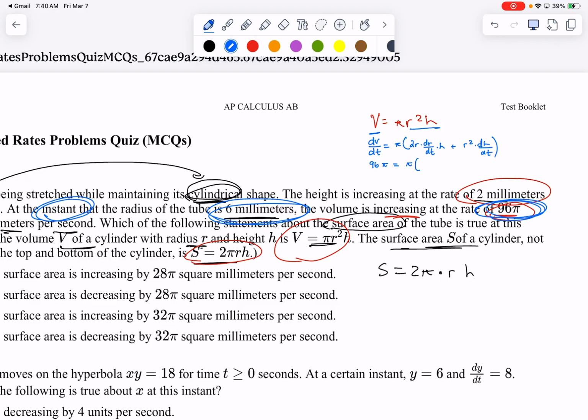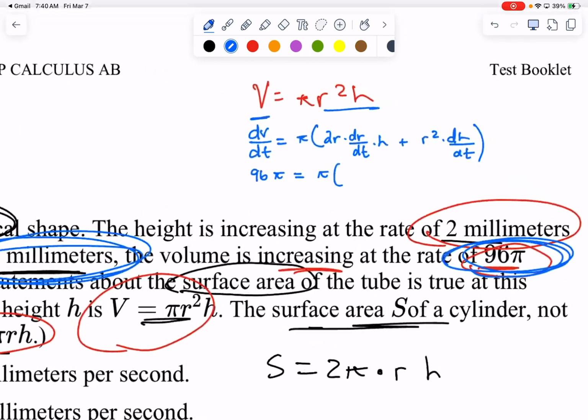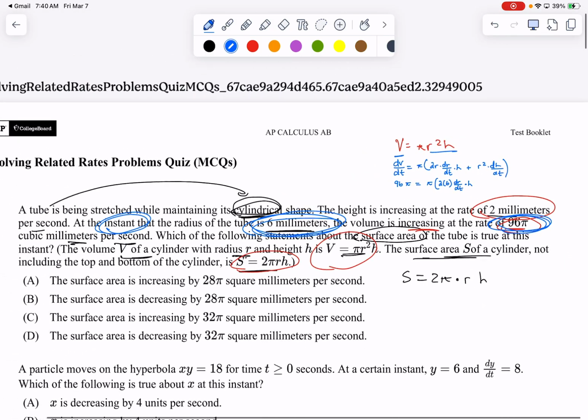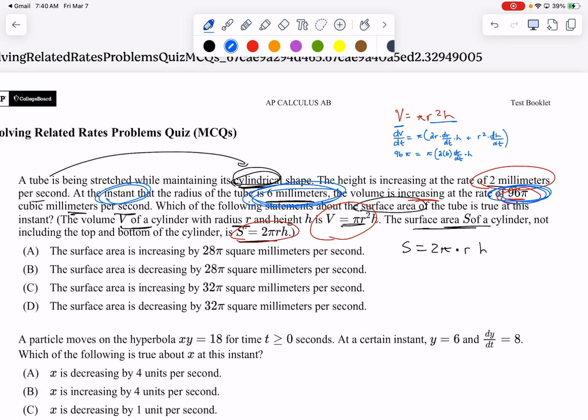And it tells us at the instant, we want to know when. We got to have the when component. When it's a radius of 6 millimeters. So we know what r is. So we know that r is 6. And then we got dr/dt times h. Ooh, interesting. Do I know what h is? Did they tell me what h is at that instant?